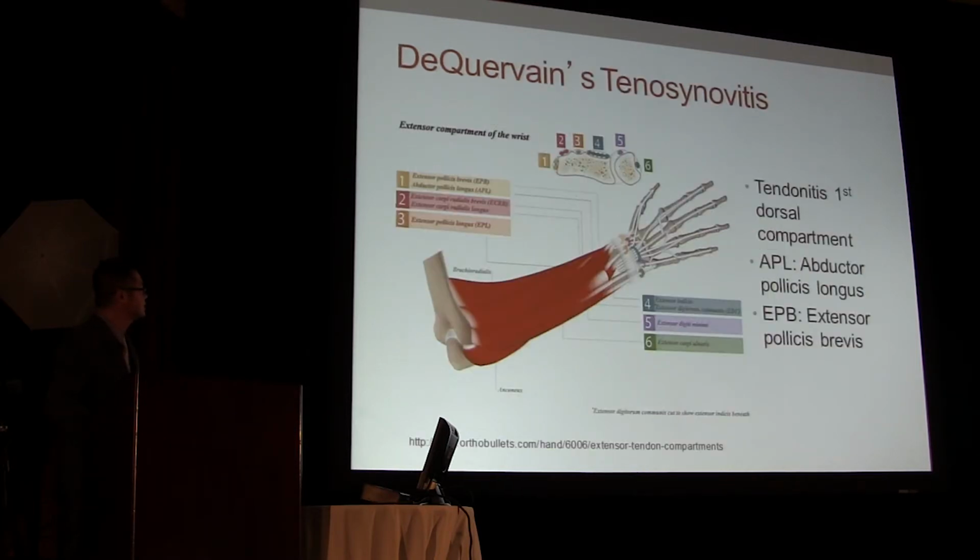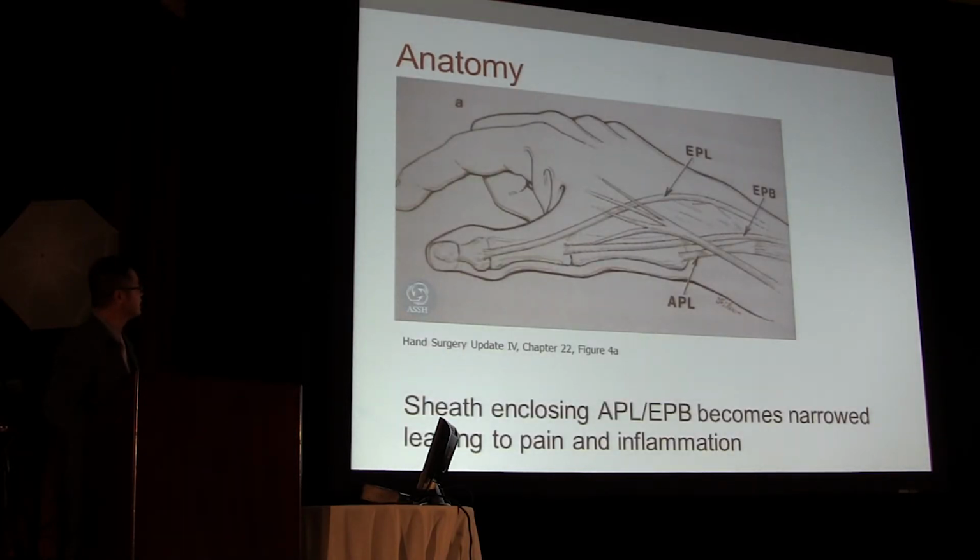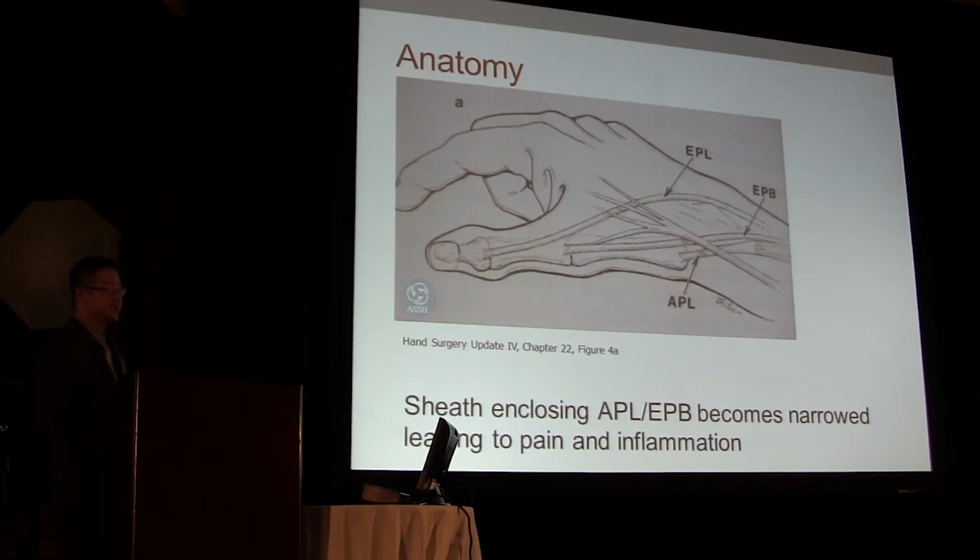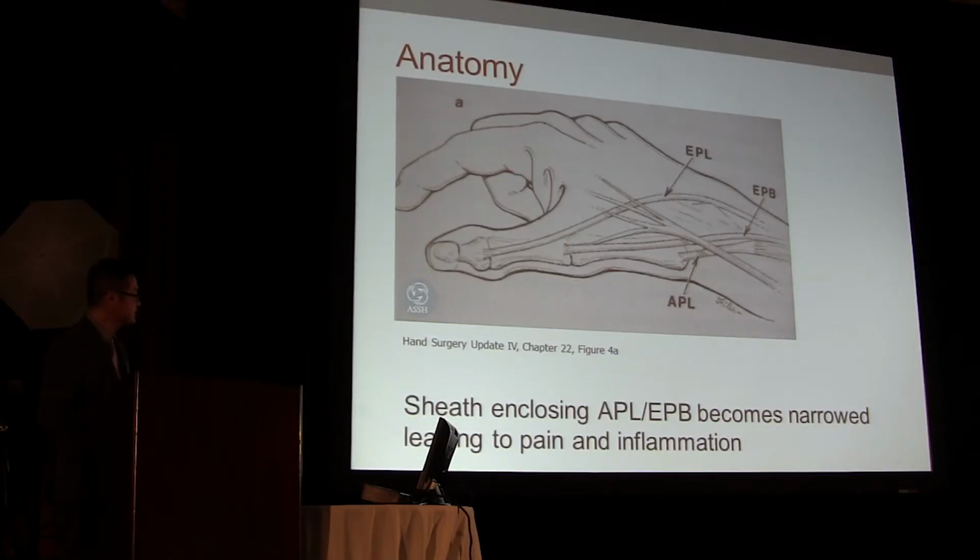De Quervain's tenosynovitis. This is inflammation. Okay, so De Quervain's is also not inflammatory. It's kind of like trigger finger. We call it inflammatory, but it's not. It's like lateral epicondylitis. But we also inject steroids there too. De Quervain's is the sheath enclosing the APL and EPB, so abductor pollicis longus and extensor pollicis brevis. I call those the Applebee's, okay? The Applebee's sheath becomes narrow, it causes pain. I say inflammation here, but it's not an inflammatory process.